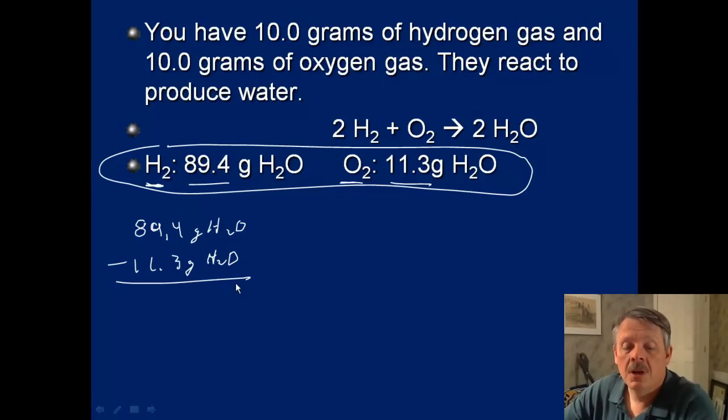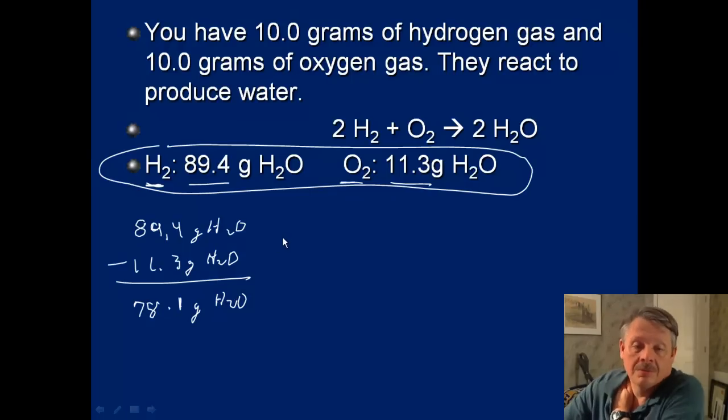That gives us, when we actually do that subtraction, 78.1 grams of water. Right? And that's how many grams of water were not produced. In other words, I could have produced them with the hydrogen, okay, but I didn't.